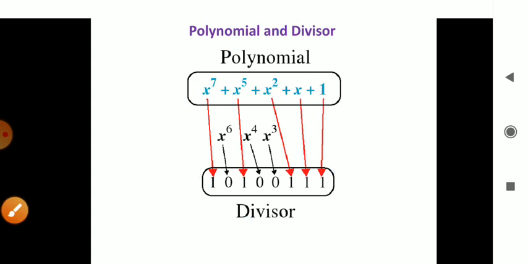So these are your polynomial codes, and in the next class we will be learning about the checksum part.